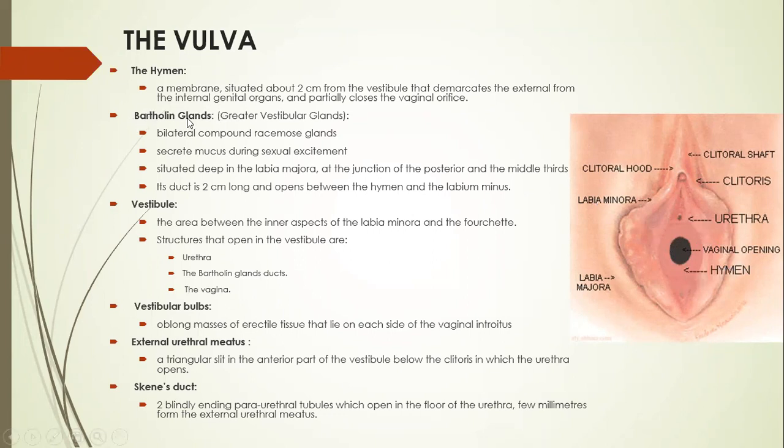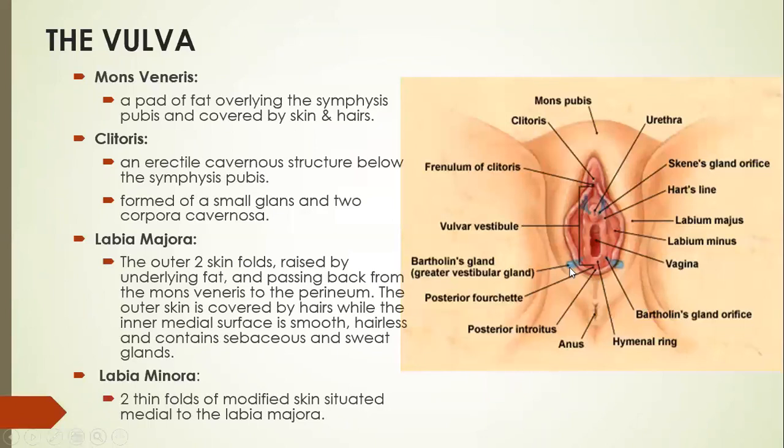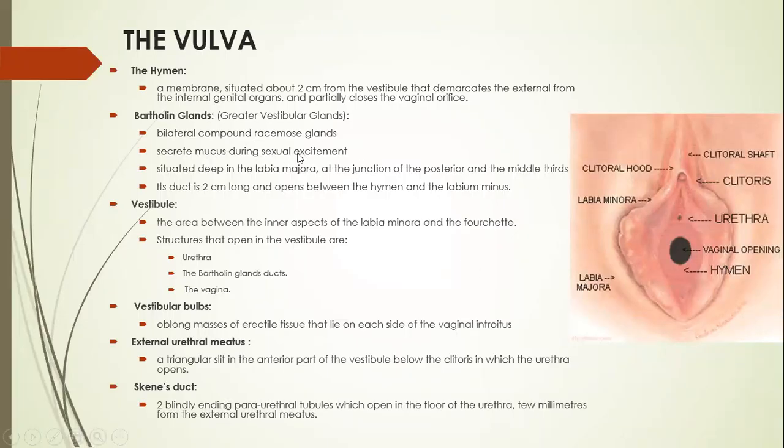Then the Bartholin glands, also called the greater vestibular glands. These are bilateral glands that secrete mucus during sexual excitement. They are situated deep in the labia majora, at the junction of the posterior and middle thirds, and their two ducts, 2 centimeters long, open between the hymen and the labium majus. You can see them shown here. These are racemose glands.